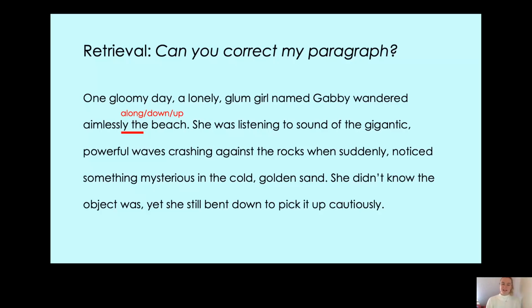Okay, Year 2, so let's have a look. She was listening to sound of the gigantic, powerful waves. She was listening to sound. No, whatever way I say it, it doesn't sound right. So, what word is missing here? Yes, she was listening to the sound of the gigantic, powerful waves crashing against the rocks when suddenly noticed something mysterious.